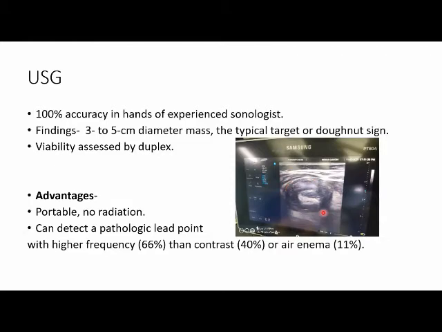You can see a target sign or a donut sign here in the ultrasound. There will initially be a hypoechoic rim followed by a hyperechoic area in the middle. So that shows the telescoping of the bowel. Using ultrasound, we can also assess the viability by putting it onto a duplex mode. The advantages are that ultrasound is portable, it doesn't have radiation exposure, and it can detect a pathological lead point if it is present. And it has higher sensitivity when compared to contrast enemas.